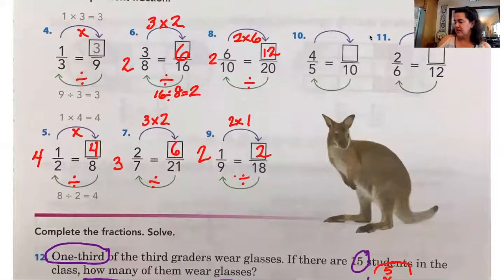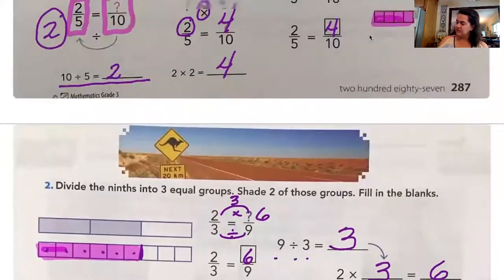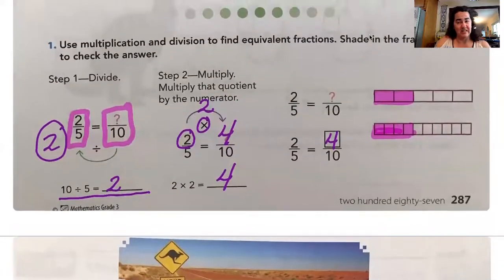Okay, so we go 10 divided by 5 is 2. 2 times 4 is 8. And 12 divided by 6 is 2. And 2 times 2 is 4. All righty. Sensational, second graders. That will do it for our equivalent fraction lesson.